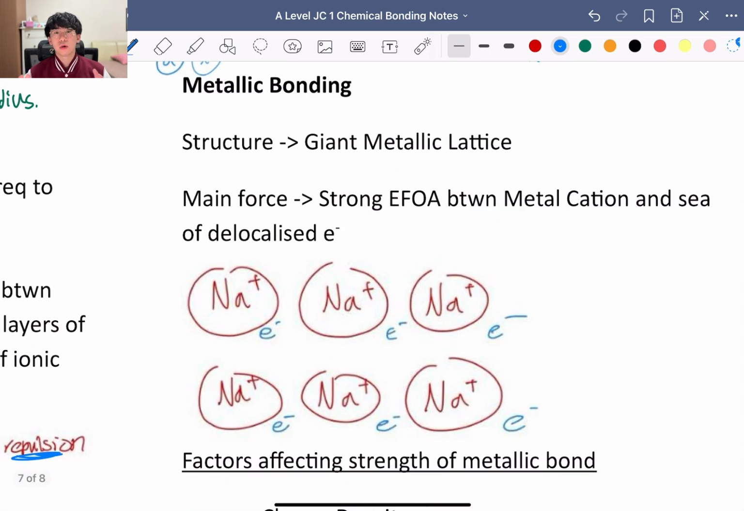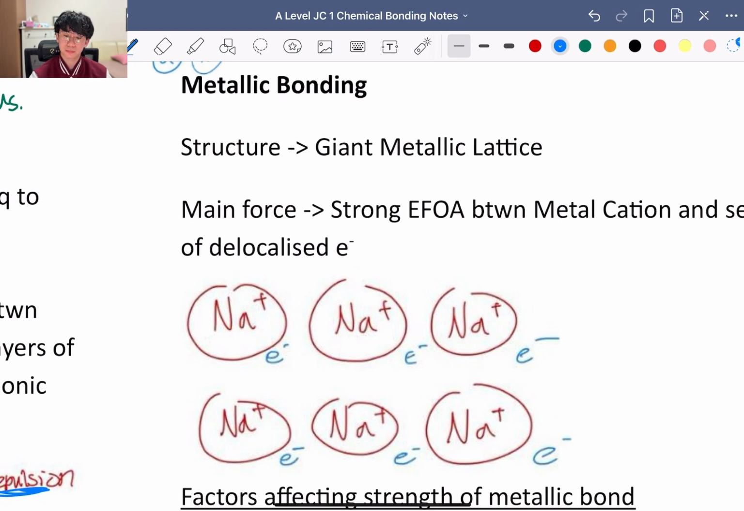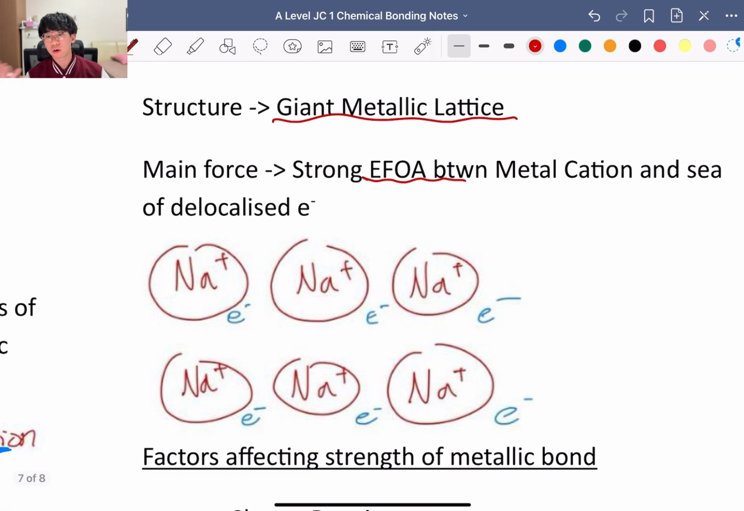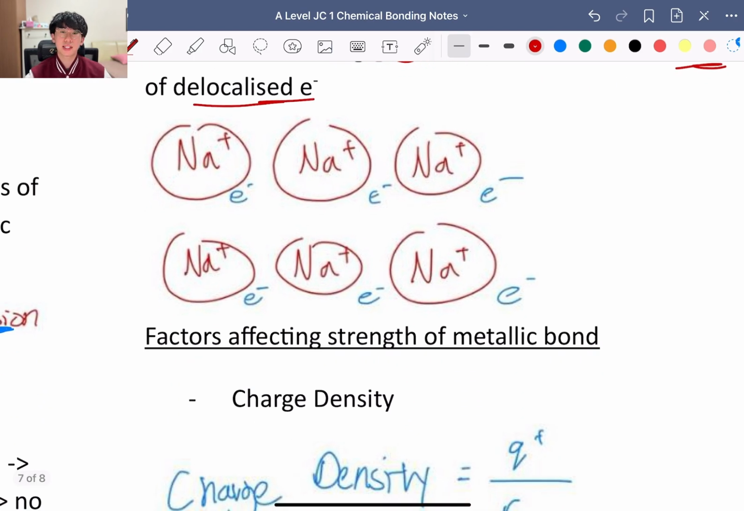All right, now lastly is metallic bonding. So metallic bonding, the structure itself is a giant metallic lattice. For example, sodium exists as a giant metallic lattice with strong electrostatic forces of attraction between my metal cation and the sea of delocalized electrons. So take note of this delocalized electrons. A very typical representation is when you have all these cations, for example, sodium cations, and they each lose one electron, and all these electrons are like in a pool, this sea of delocalized electrons. They don't really belong to any cation in particular. They're just kind of shared amongst each other.